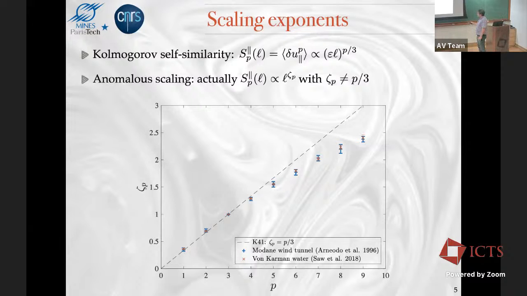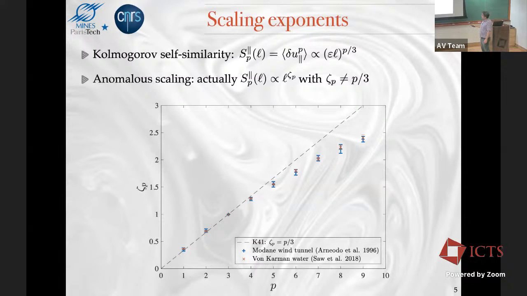So here I'm showing you some data. Old data from 96, recent data from 2018. You see first that the data are not deviating too much from each other, which means that at least the exponents are not changing as a function of time. The dashed line corresponds to having scaling exponents given by Kolmogorov 1941, so the exponents are just a linear function of p, with slope 1/3, versus the actual measurements.